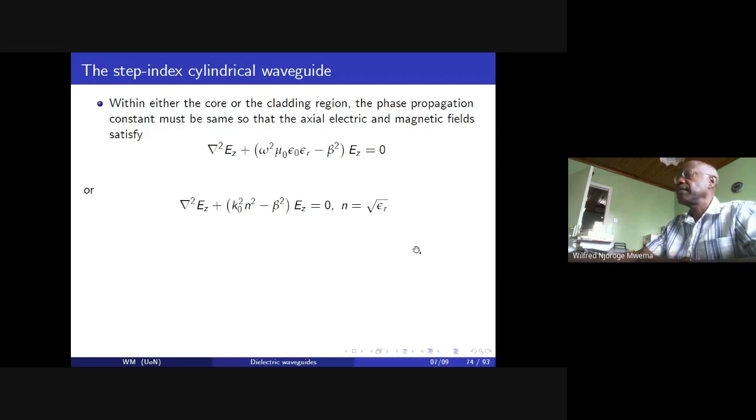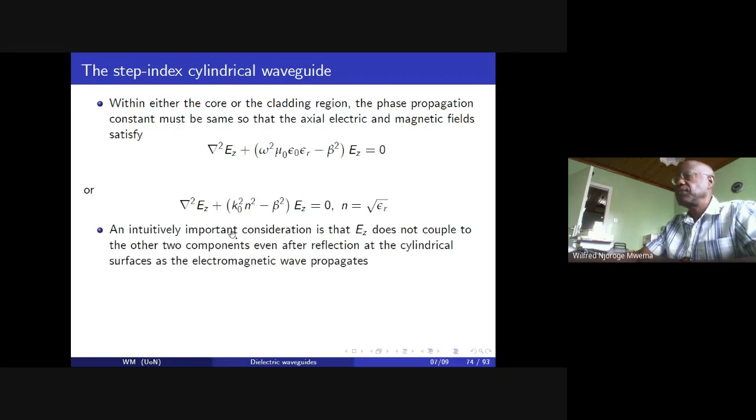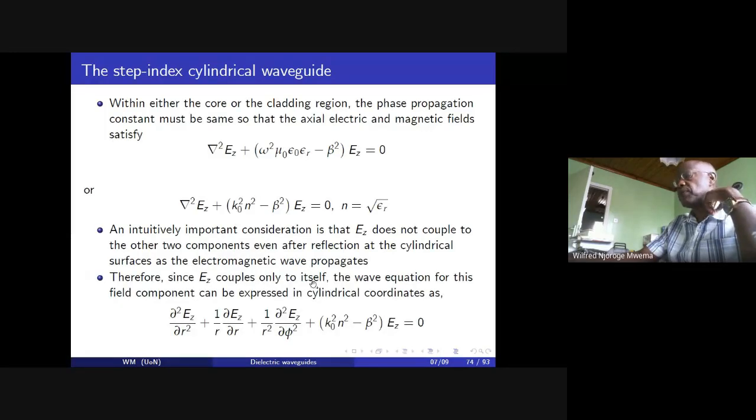and therefore the refractive index is just simply the square root of the dielectric constant. So an intuitively important consideration is that Ez does not couple to the other two components even after reflection at the cylindrical surfaces as the electromagnetic wave propagates. Because if it does that, then we'll have power leakage into the other components. And therefore, since Ez couples only to itself, the wave equation for this field component can be expressed in cylindrical coordinates as shown below, where we have now reduced the Laplacian squared into the cylindrical coordinates to get that value there.